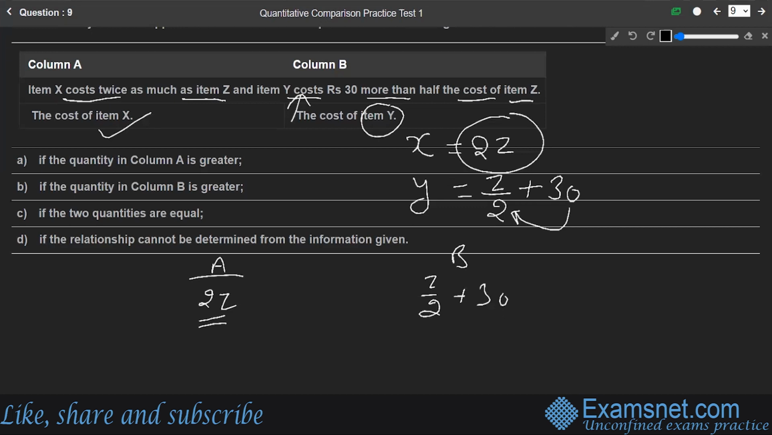Now we have to decide whether 2Z is bigger or Z by 2 plus 30 is bigger. So clearly this cannot be answered because the value of Z is missing. Unless and until they give us the value of Z, we cannot find out whether the 2Z is bigger or whether the Z by 2 plus 30 is bigger. So clearly the answer becomes option number D, because the relationship cannot be established.